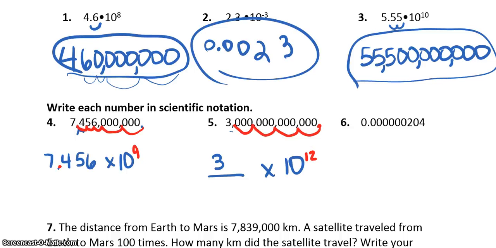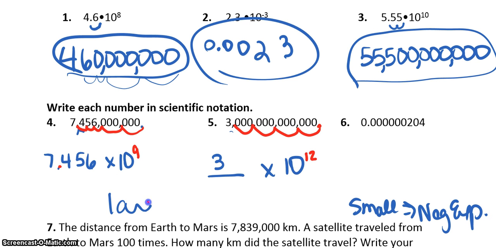Okay, moving on to number 6. This one is a really small number. So if it's small, we know that it will have a negative exponent. The large numbers will have a positive exponent, and small numbers will have a negative exponent.